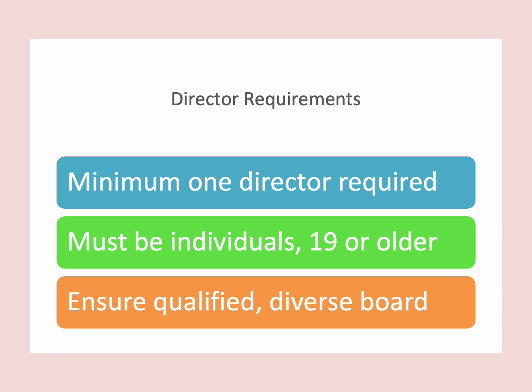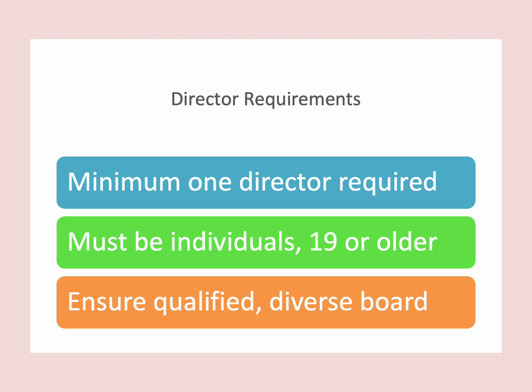The CBCA requires at least one director for private corporations, who must be an individual, 19 or older, and not bankrupt. Public corporations require more, often 3 or more. For example, a startup might appoint directors with tech expertise. Directors oversee governance, ensuring business objectives are met.